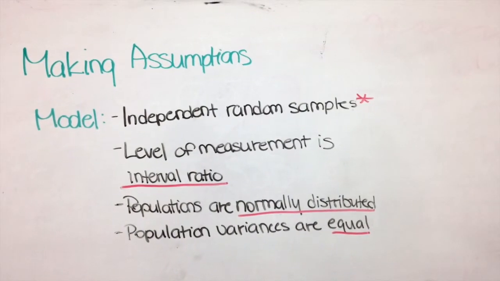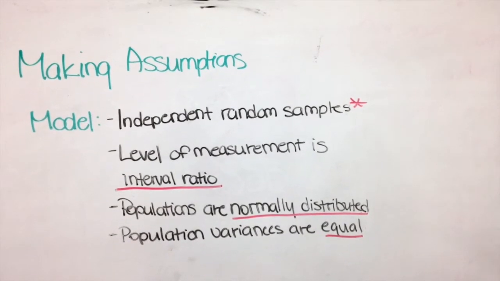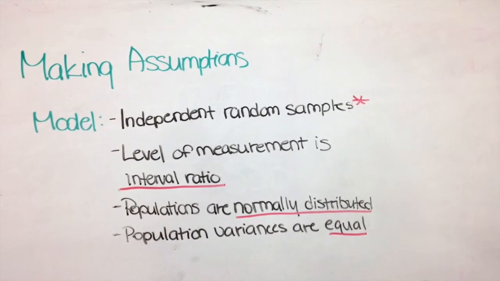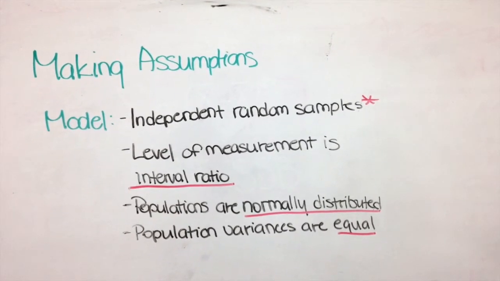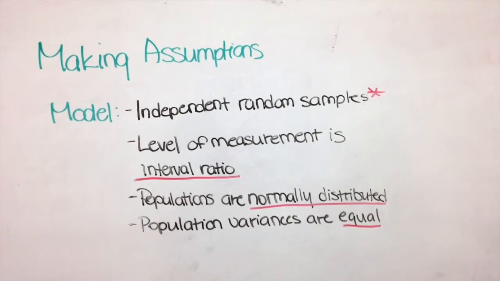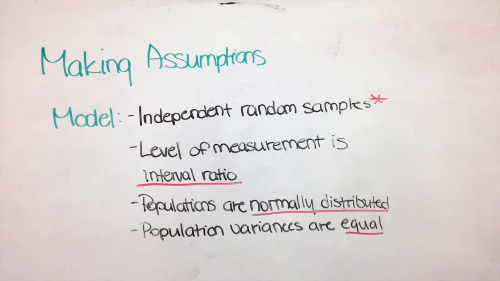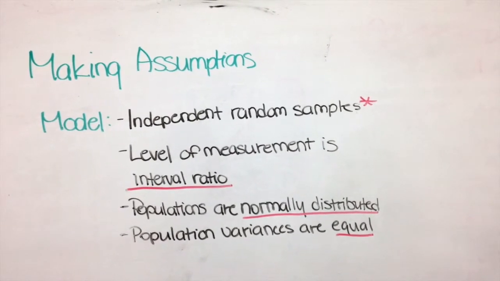The first step is to make assumptions and meet the test requirements. ANOVA has 4 strict requirements. The samples must be independent and random. We can assume we have met this requirement as we have gathered our data from the 2006 census undertaken by Statistics Canada. The level of measurement must be interval ratio. We are dealing with income, which is an interval ratio variable. Populations are normally distributed. Population variances are equal.